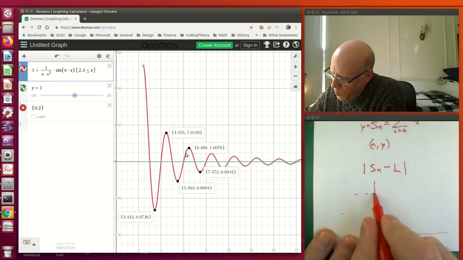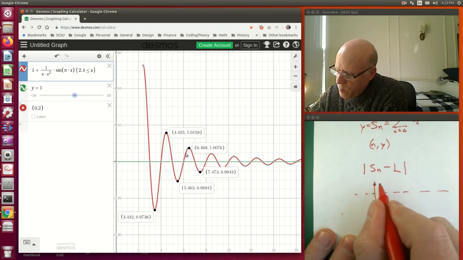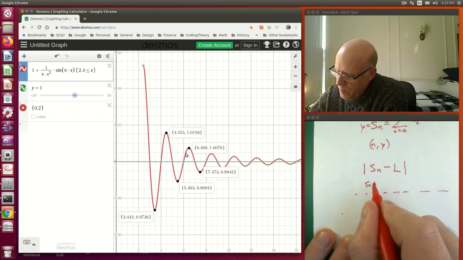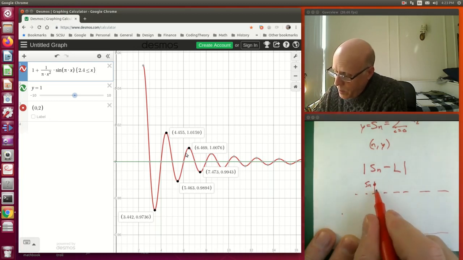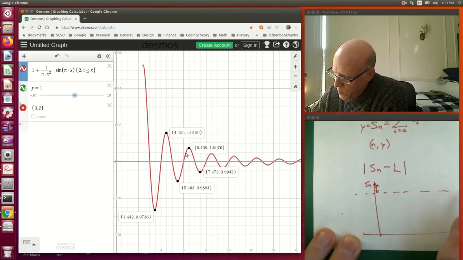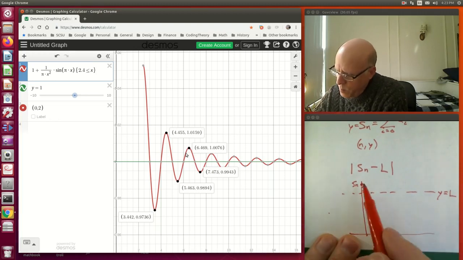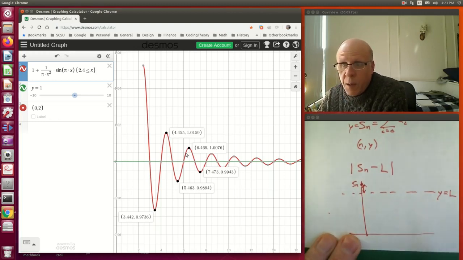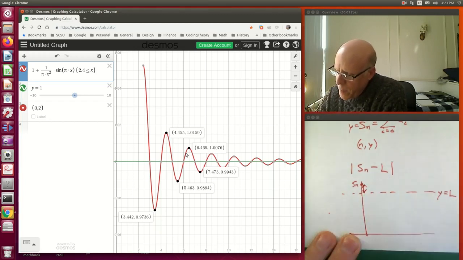So here's our L, some horizontal line we're approaching, and maybe that's the value of S sub n. Well, the difference between S sub n and L is this length right in here, because the dashed line is y equals L, right? And S sub n is y equals wherever the value of the nth sum is. So that's the difference I'm referring to, that little bit of height right here.